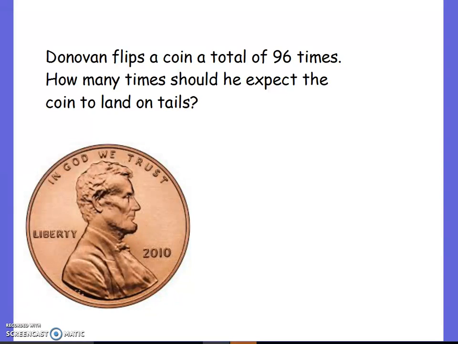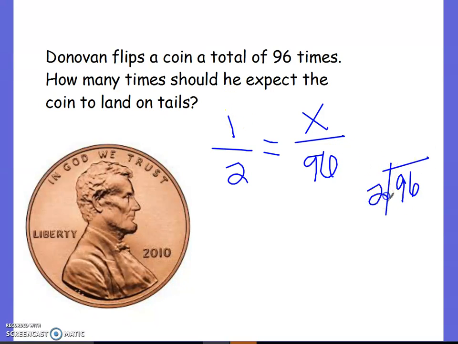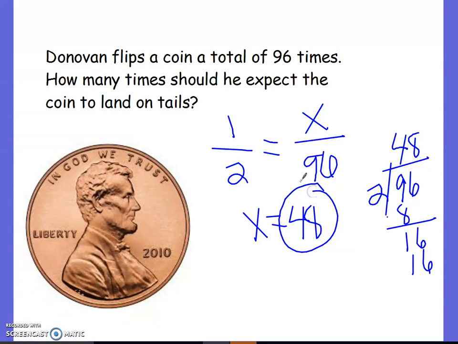Donovan flips a coin a total of 96 times. How many times should he expect the coin to land on tails? The probability of tails is 1/2. We're doing it for 96 times. So 1 times 96 is 96. 96 divided by 2. We can go in there 4 times, and we can go in there 8 times. So we're expecting 48 times out of 96 for it to land on tails.